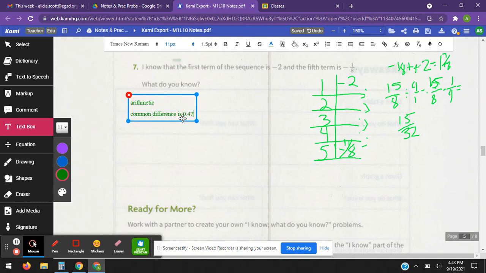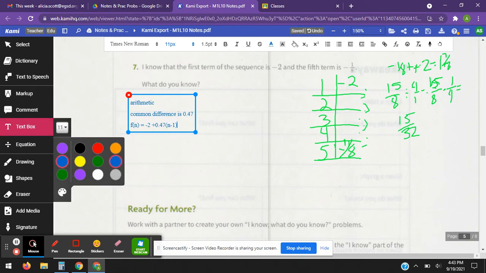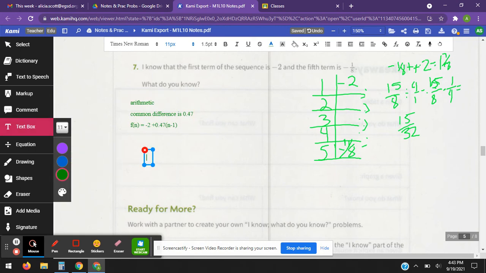This guy over here. Okay, so I'm going to have f of n equals, my starting term is a -2, and then I'm going to add 0.47 times n minus 1, right? Because that's my first term on here. Now, what if we said, oh, let's keep that one green. What if we said it was geometric?